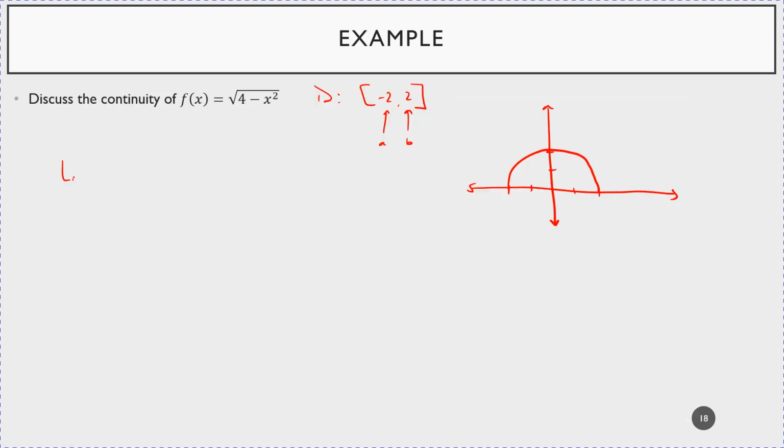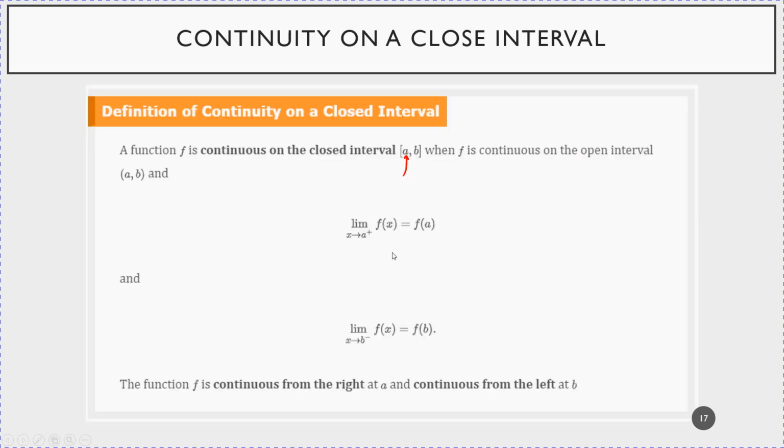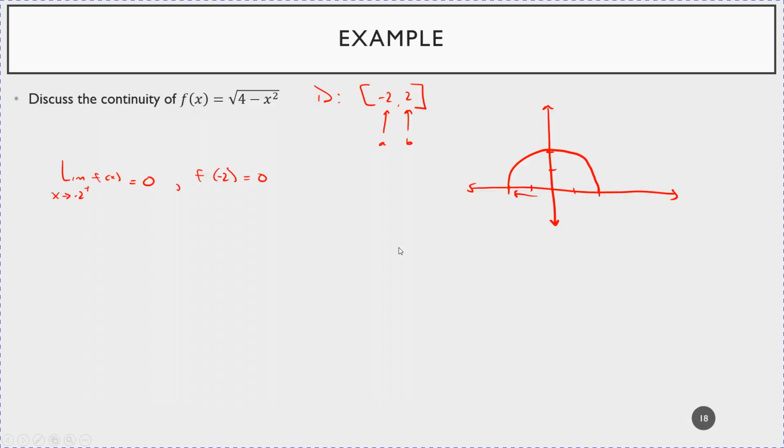If you look at the limit as x goes to -2 from above of f of x, well look, we saw that that exists and it's equal to 0, okay? Which is also what f of -2 is. It's 0. Checks out. Boom.